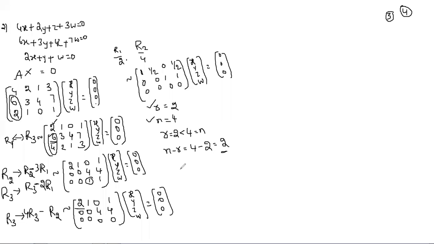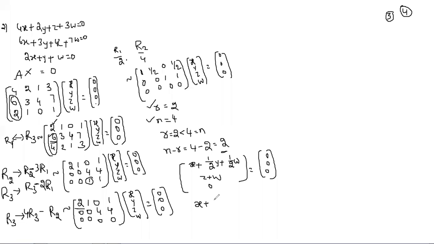By using matrix multiplication, what do we get? Here 1 into x is x, and 1 into y by 2 is 1 by 2 y, and 0 into anything is 0, and 1 by 2 w. Next, 0 into x is 0, 0 into y is 0, 1 into z is z, and 1 into w is w. The remaining is 0, so for that we can write 0, 0, 0. Here we got a total of 3.